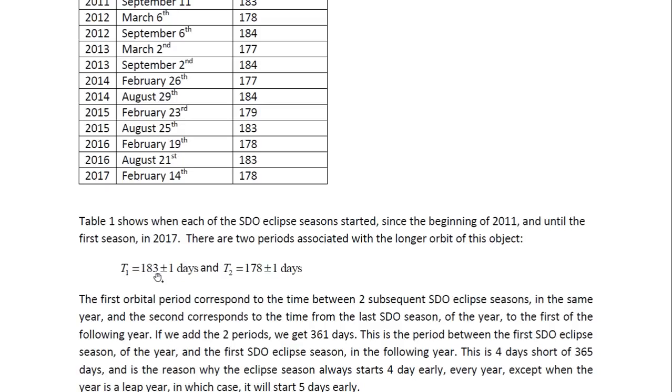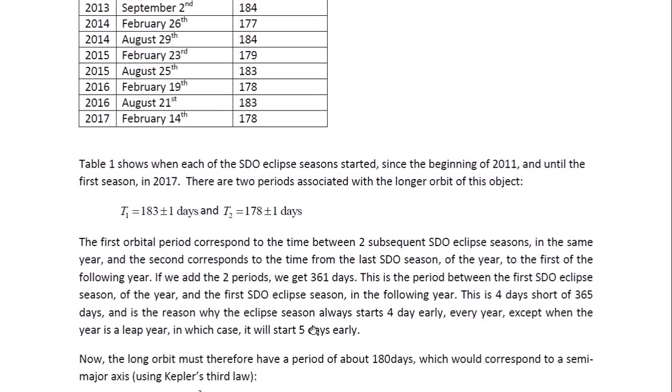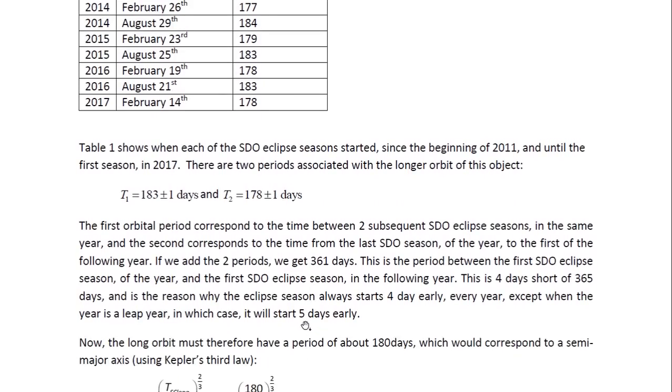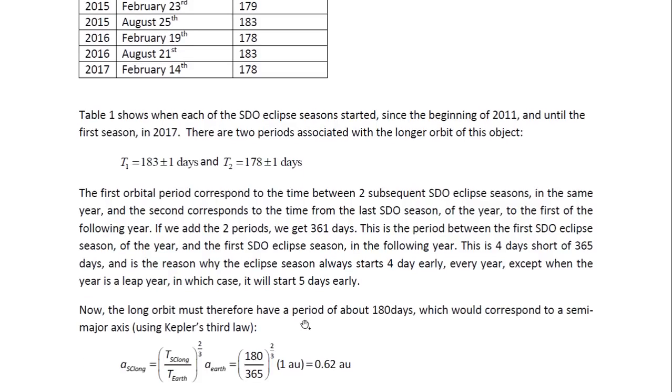And one of the periods is 183 plus or minus 1 days, and the next one is 178 plus or minus 1 days. The first orbital period corresponds to the time between 2 subsequent SDO eclipse seasons in the same year, and the second corresponds to the time from the last SDO season of the year to the first of the following year. If we add the 2 periods, we get 361 days.